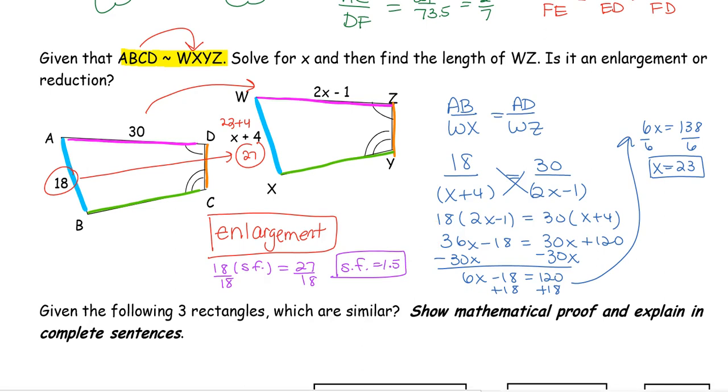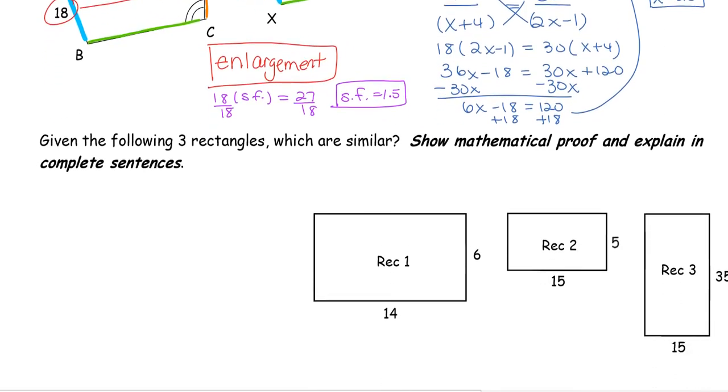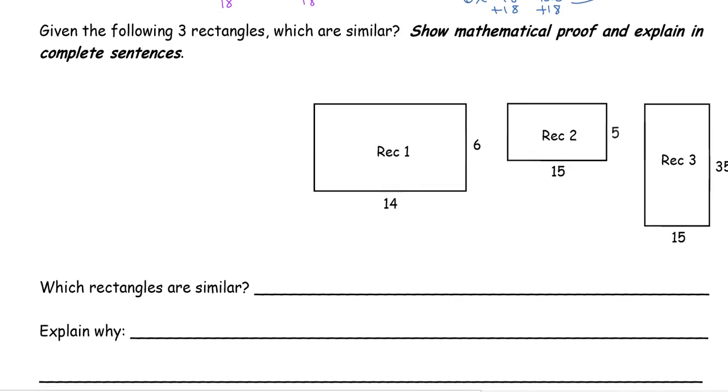Okay, our last problem for today's video. This one can be tricky. Given the following three rectangles, which ones are similar? So we have to check all combinations. So we have to look, is 1 similar to 2? If it's similar, corresponding sides are going to have the same ratio. So I picked the smallest side and the smallest side, 6 over 5. The next two sides have to have that same ratio, 14 and 15. Those two cannot reduce, and they are not the same. So rectangle 1 is not similar to rectangle 2.